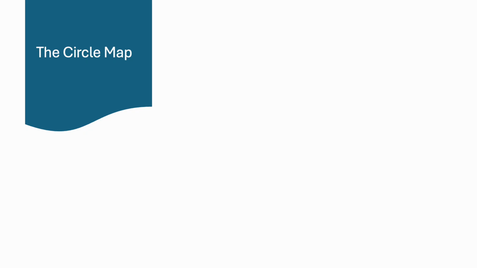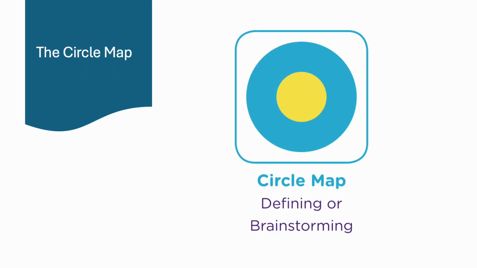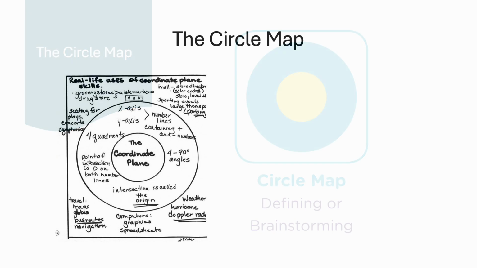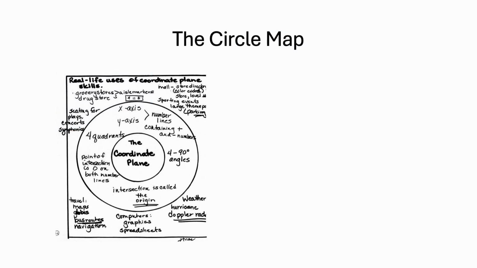Let's start with the first map, the circle map, which is used for defining or brainstorming. The circle map is used for defining or brainstorming. It can be used in any classroom or in any meeting. Many people use this and other thinking maps in their personal lives too.